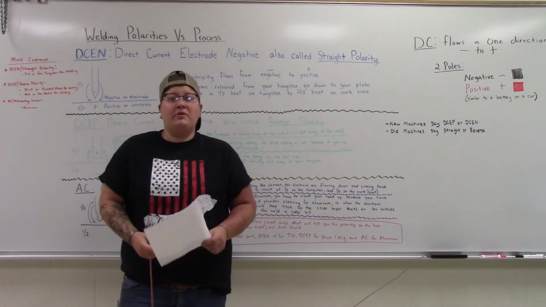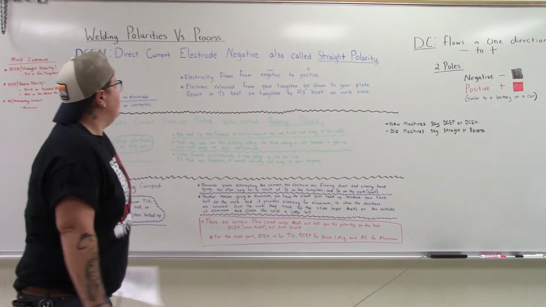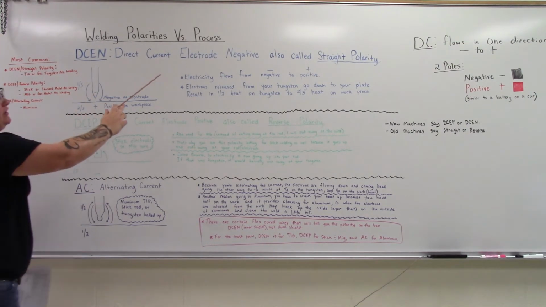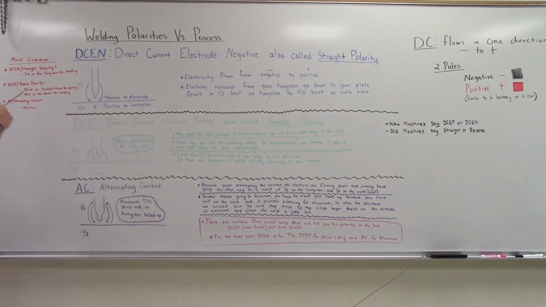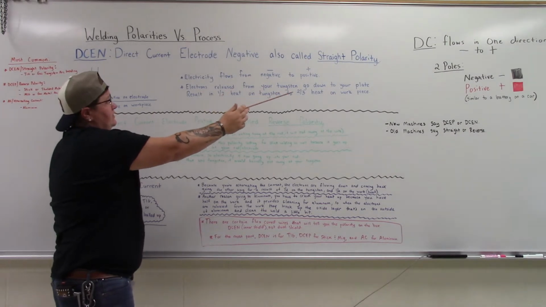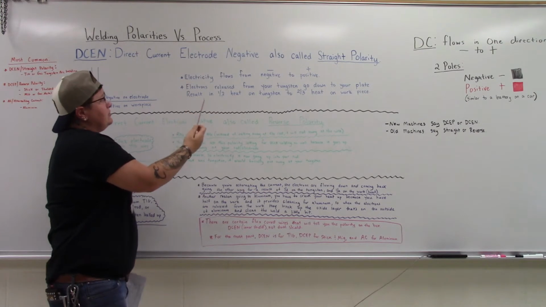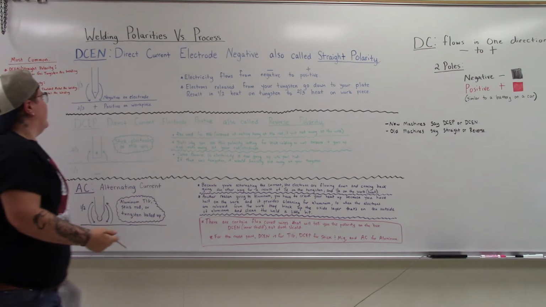In this video, I'm going to be covering welding polarities and the processes that are used. The first we're going to start with is DCEN, direct current electrode negative, also called straight polarity. For this process, you would be using TIG, also known as gas tungsten arc welding. With that, the electricity flows from the negative to the positive. Electrons released from your tungsten go down to your plate. This results in 1/3 heat on your tungsten and 2/3 heat on your workpiece, okay?